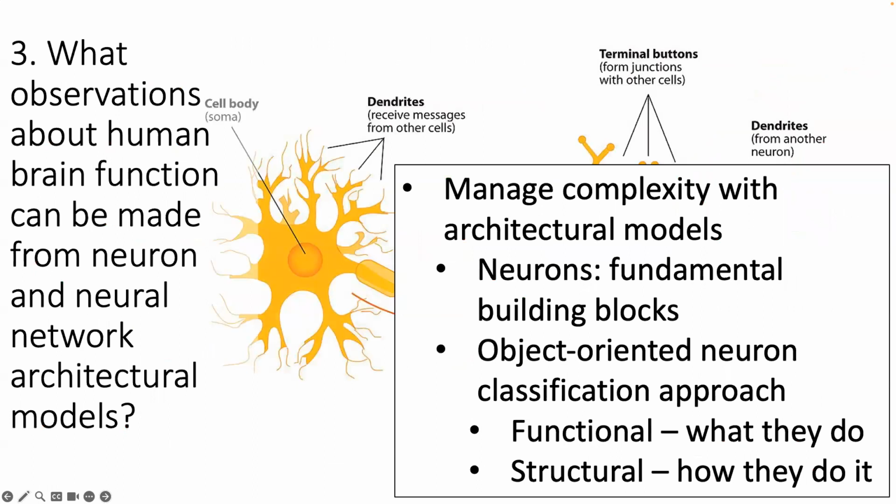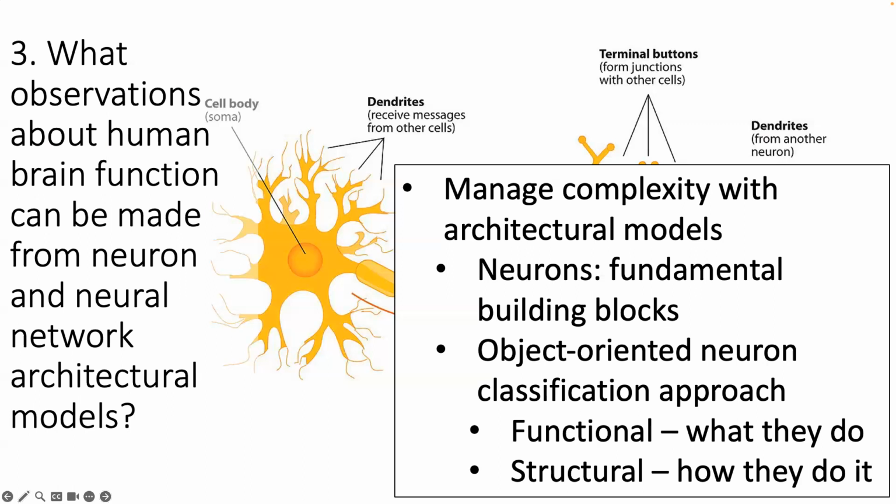So let's finish up with this research question, the third one. What observations about human brain function can be made from neuron and neural network architecture models? What I'm trying to do with this discussion is manage complexity with architectural models and make things more accessible. Relatively speaking, hopefully the diagrams you were seeing were easier to comprehend, and the soundtrack I was giving got into more details. But hopefully if we start with a top-level way of conceiving this, it makes it more manageable. And that's the goal of what I'm trying to do.